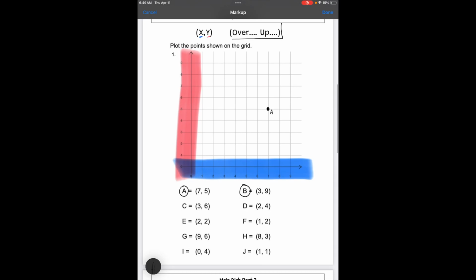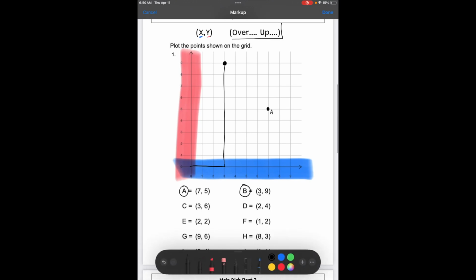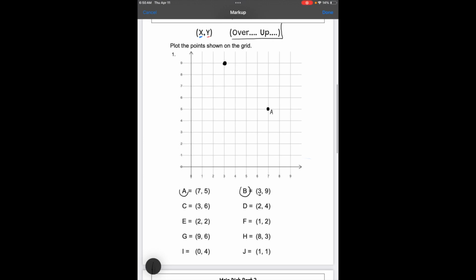Let's talk about point B. So I'm going to go over 3, up 9. And that is where my point's going to go. So you do not draw the path, I'm just showing you what that path would look like. And let's keep practicing with the rest of the ordered pairs.